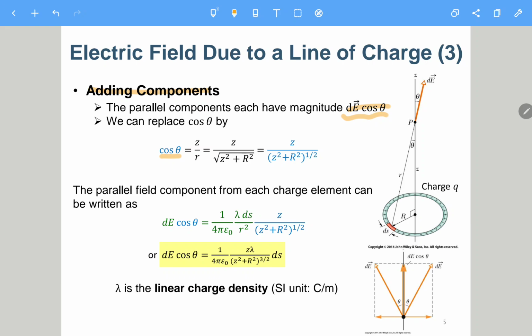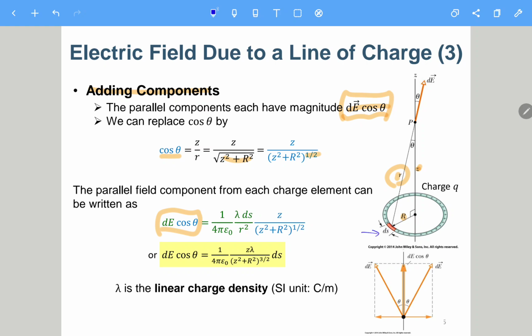So first of all, cosine of theta. This is r, this is z. So cosine theta is z over r. r is not a known value, so we may try to express it with z and capital R. According to the Pythagorean theorem, we have r to be the square root of z squared plus R squared, like this. Or we can just write the square root as a 1/2 power. So this is cosine of theta, and of course the whole thing is dE cosine theta.